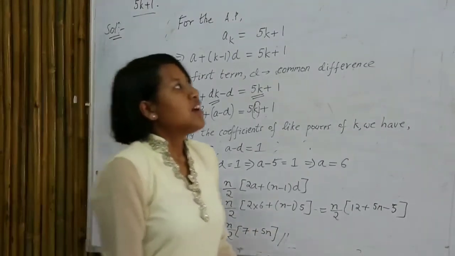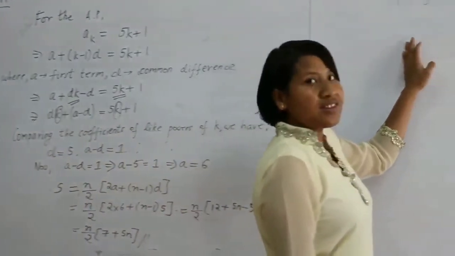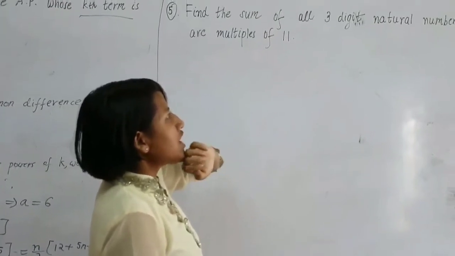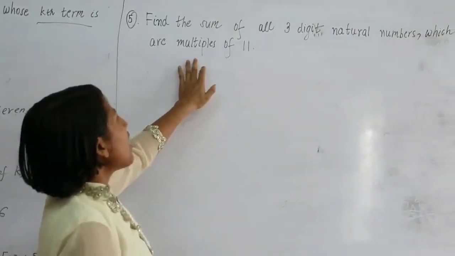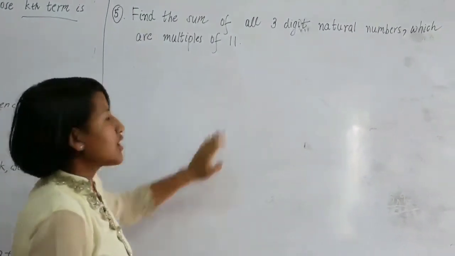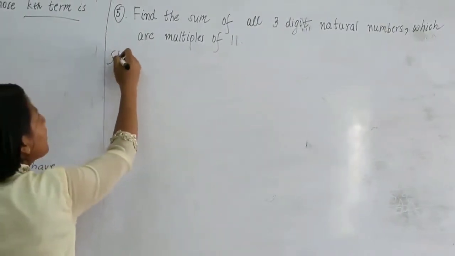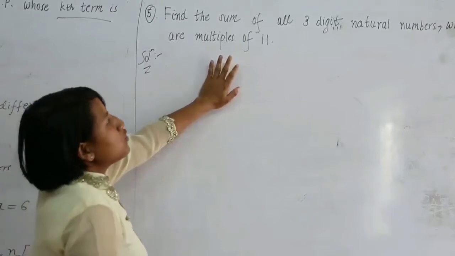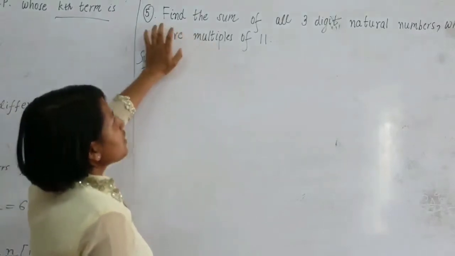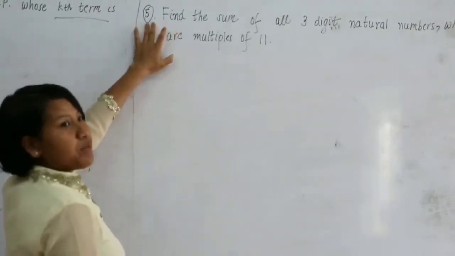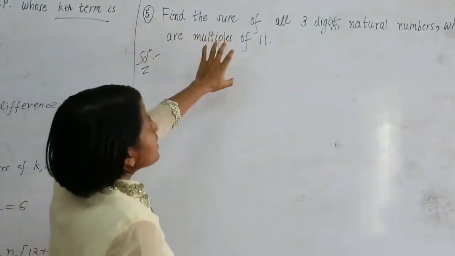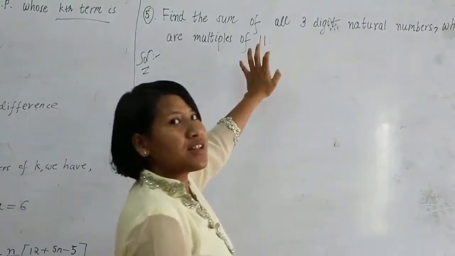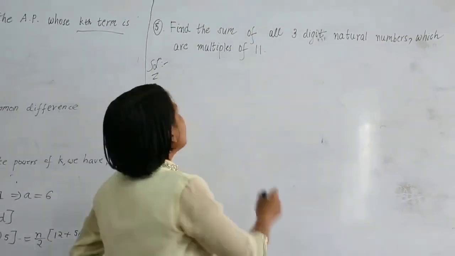Okay, now this next problem: find the sum of all 3-digit natural numbers which are multiples of 11. Now this problem is very important. During competitive exams this kind of problem also used to come. So first, try to find out only those 3-digit natural numbers which are multiples of 11.